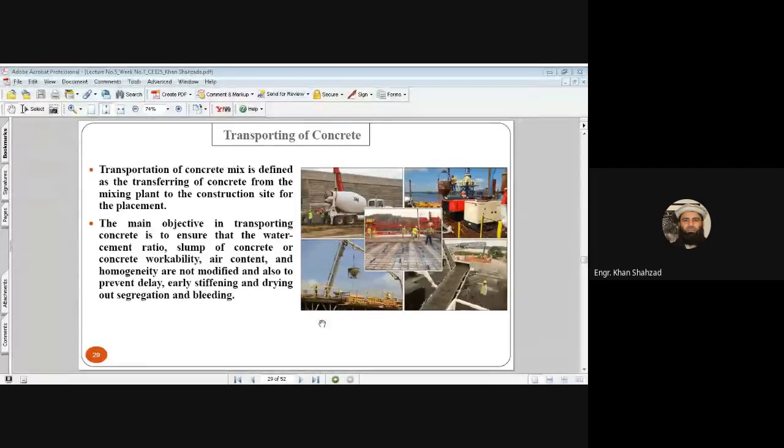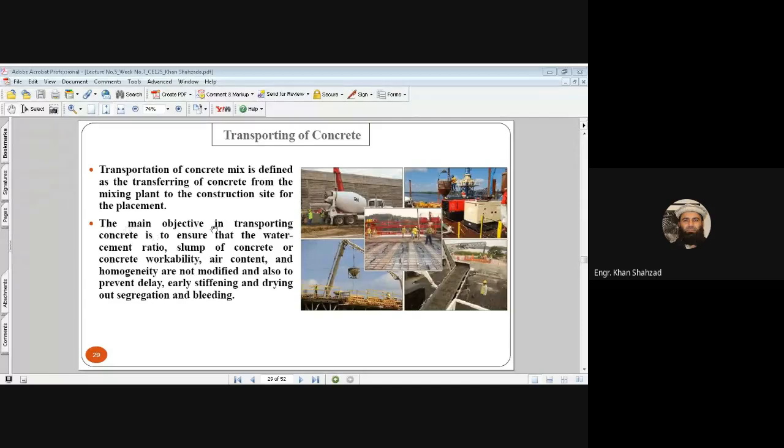Okay, let's talk about transporting of concrete. Transportation of concrete mix is defined as the transferring of concrete from the mixing plant to the construction site for placement or for using is known as transportation of concrete.